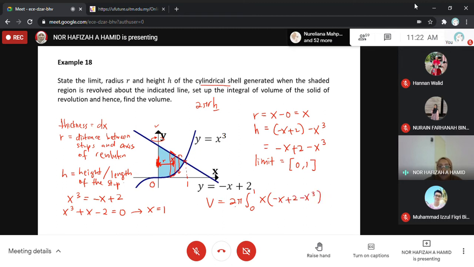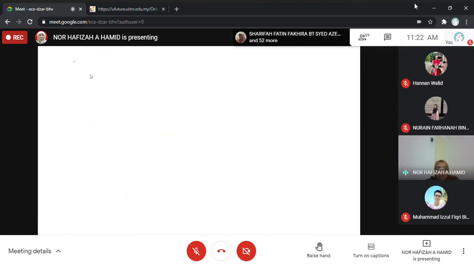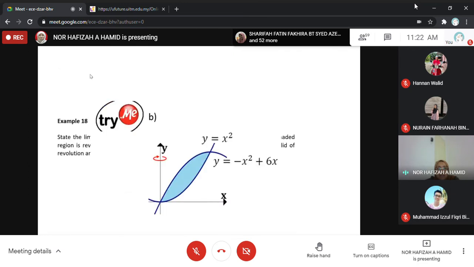Okay, so 2 pi ni nanti after you complete integrate, after substitute value semua, baru you multiply with 2 pi. Okay, so you ada dx. So nanti you nak integrate, you expand dulu, so saya expand, you have negative x square plus 2x minus x to the power of 4 dx. Okay, so nanti you integrate, substitute value. Okay, so ni yang for example 18A ni, you boleh solve, you boleh refer kepada video for full solution. So saya nak tunjuk you for example 18B. Okay, so for 18B, so ini 18B.